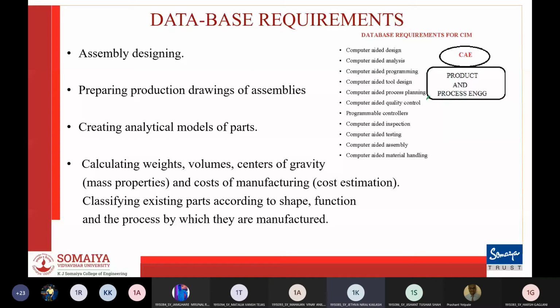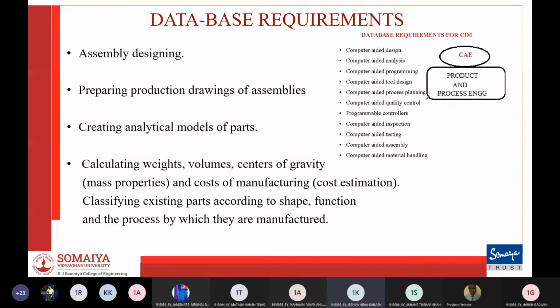The analytical models of parts are created usually for structural and kinematic analysis. Various mass properties are also calculated before the manufacturing process, and such properties, which include weight, volumes, center of gravity, and other mechanical properties, are calculated and passed on to the manufacturing unit before the manufacturing process begins. The cost is also estimated.